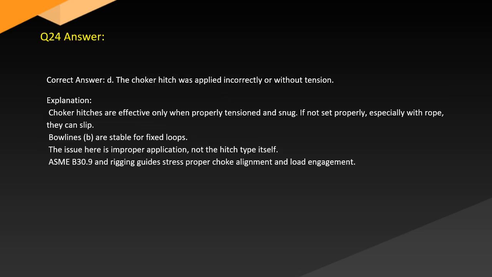Answer. Correct answer D. The choker hitch was applied incorrectly or without tension. Explanation. Choker hitches are effective only when properly tensioned and snug. If not set properly, especially with rope, they can slip. Bowlines (B) are stable for fixed loops. The issue here is improper application, not the hitch type itself. ASM 3.9 and rigging guides stress proper choker alignment and load engagement.